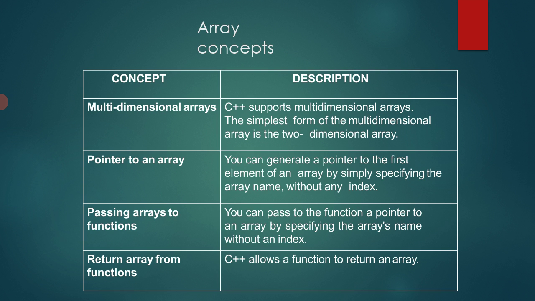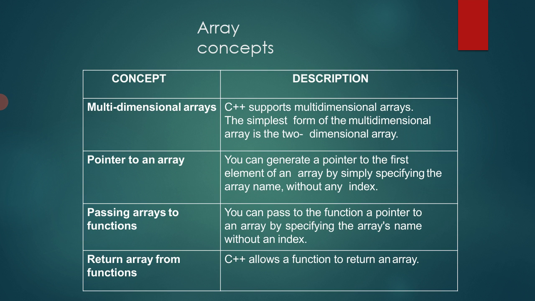So we have also studied functions, and individually we have also studied arrays. Now there is one more concept that we can also pass an array to a full-fledged function. So this is the benefit of C++. You can pass to the function a pointer to an array by specifying the array's name without an index.